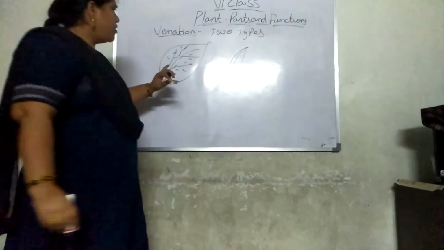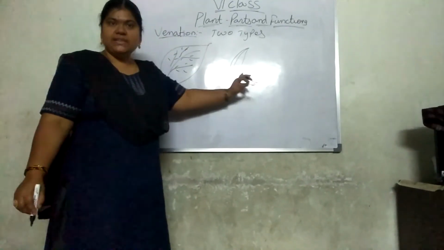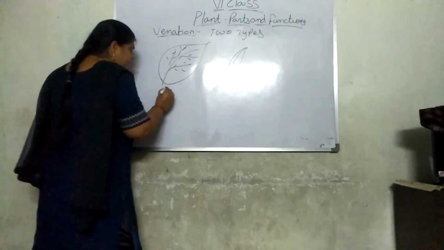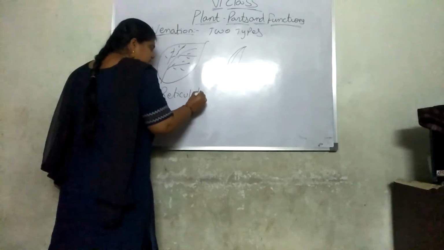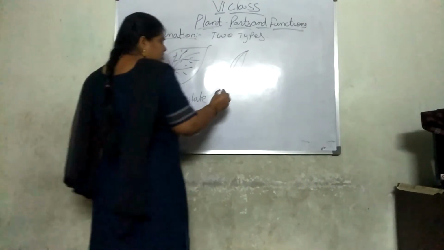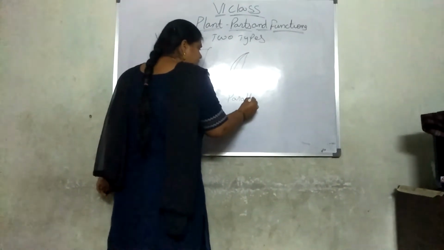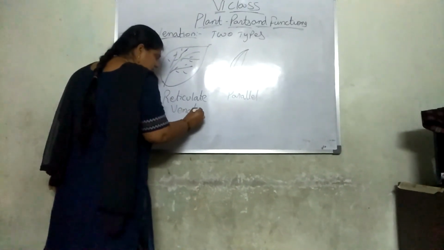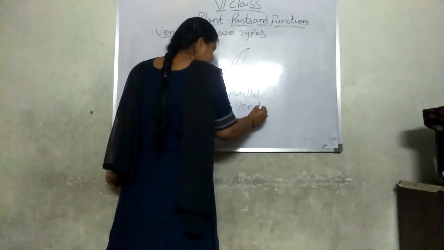See, like this, we are having two types. One is broad venation, the other one is narrow venation. The broad venation is called reticulate venation, and the narrow venation is called parallel venation. Reticulate venation, and here we are coming to parallel venation.